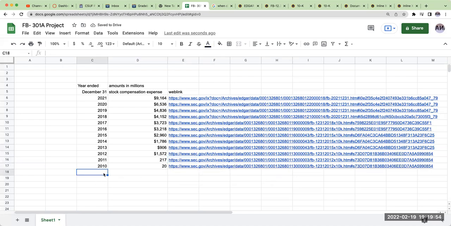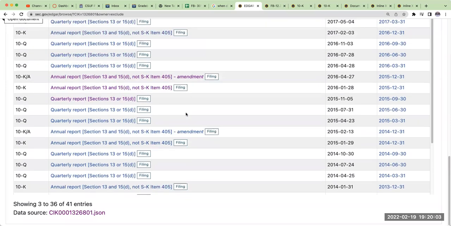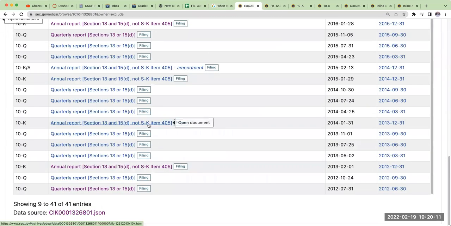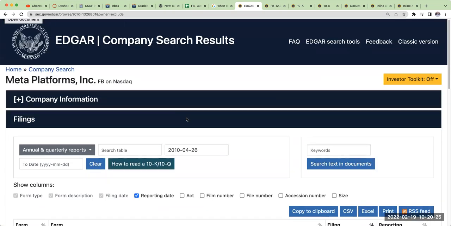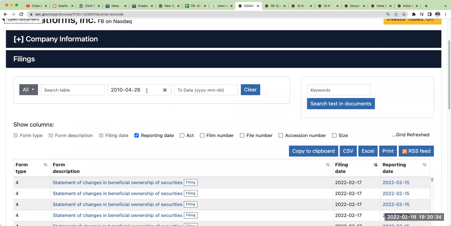Okay, now Facebook has been around since 2004. So you might be asking yourself, okay, how can we get other information? Because Facebook went public on May 18th, 2012. Once a company goes public, they're going to be required to file 10Ks and 10Qs, quarterly reports, as well as a 10K. But what we want to do now is see if we can find some other types of items.